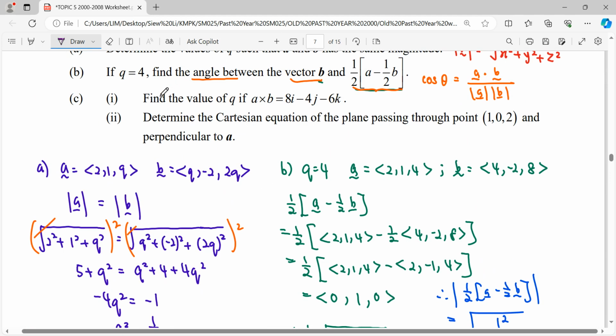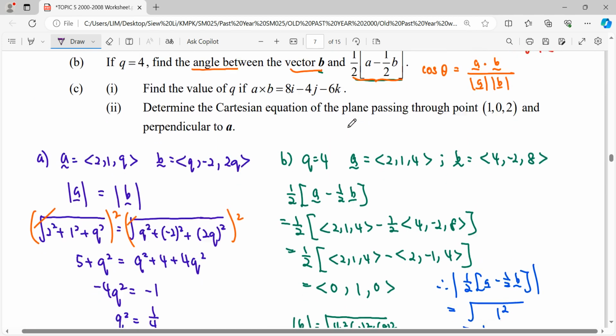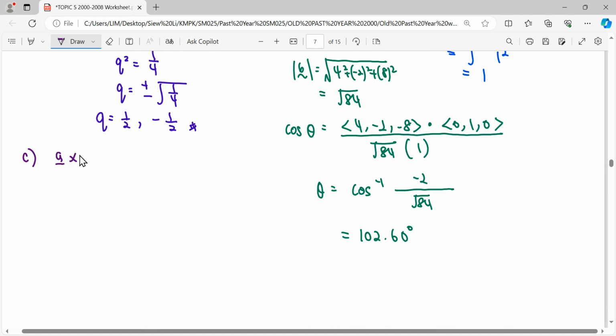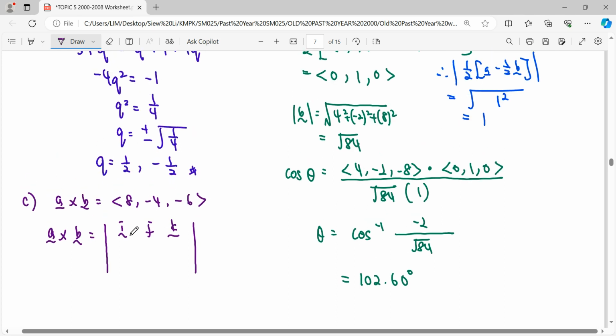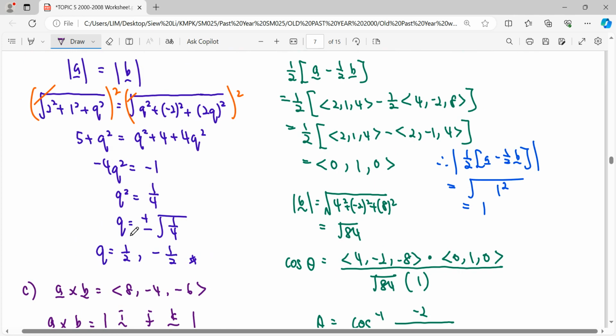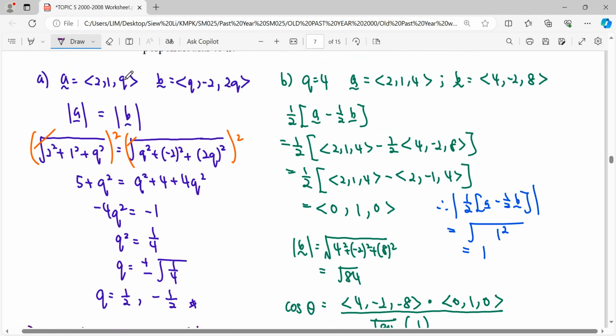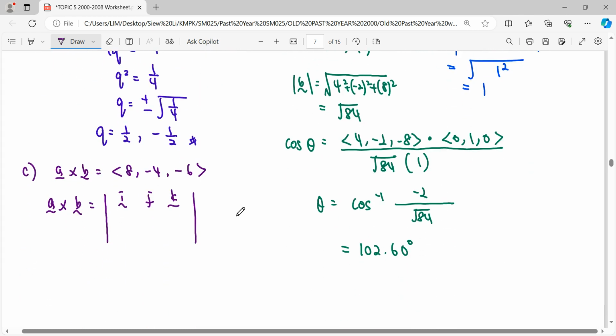Then we continue for part C. They ask us to find the value of Q with A cross B is (8, -4, -6). To find A cross B, we need the determinant of a 3 by 3. The first row is i, j, k. Then the second row is vector A, which is (2, 1, -Q), then vector B, (Q, -2, 2Q).